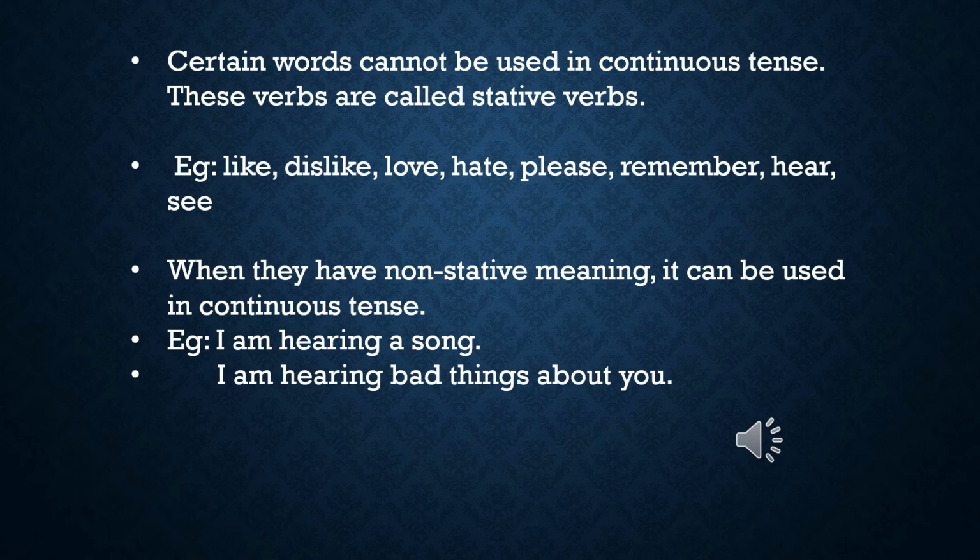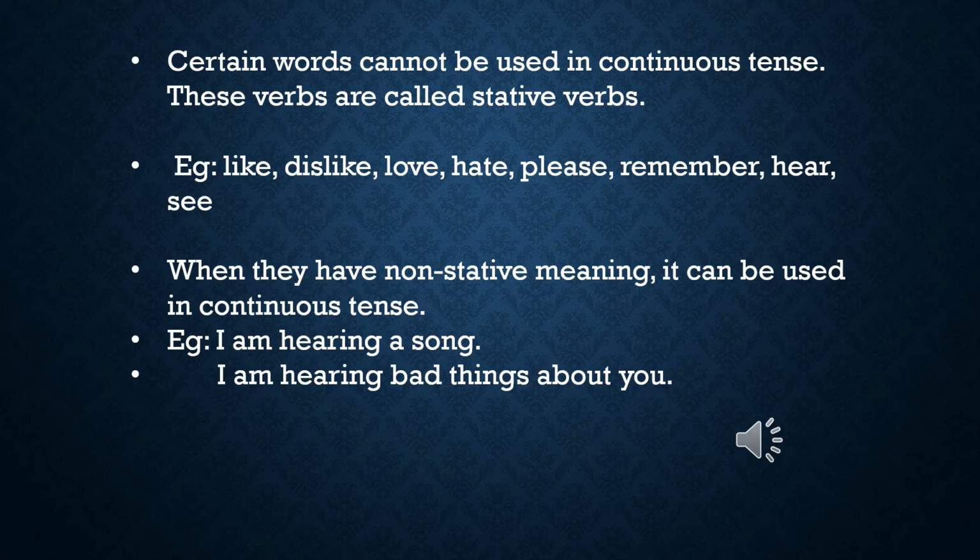There is one important thing to be noted about present continuous tense. Certain words cannot be used in continuous tense. These verbs are called stative verbs. The words such as like, dislike, love, hate, remember, please, hear, see, these are all stative verbs and cannot be used in continuous tense. But when they have a non-stative meaning, they can be used in continuous tense.